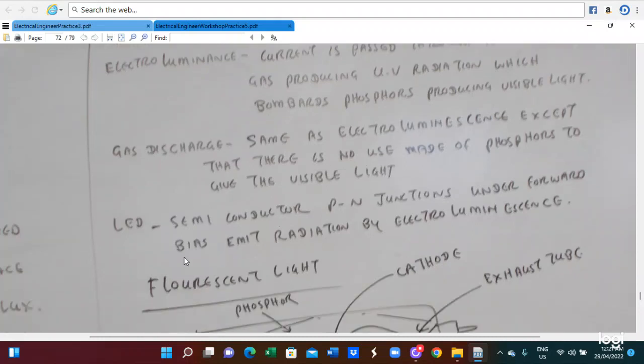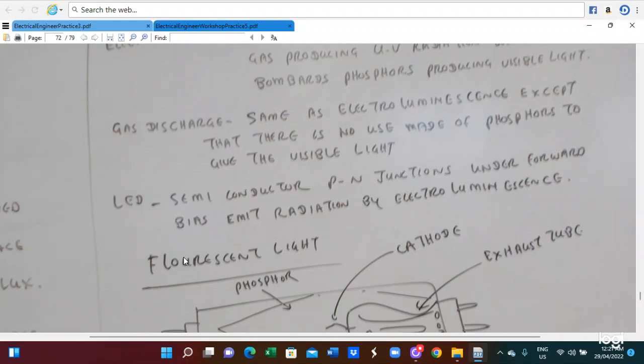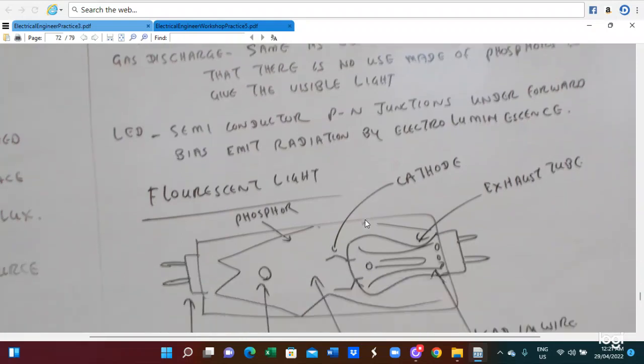LED is a light emitting diode, so this is a semiconductor. A semiconductor PN junction under forward bias emits radiation by electroluminescence.